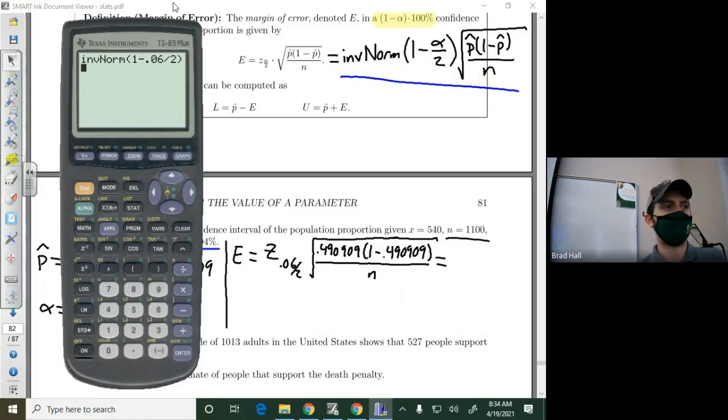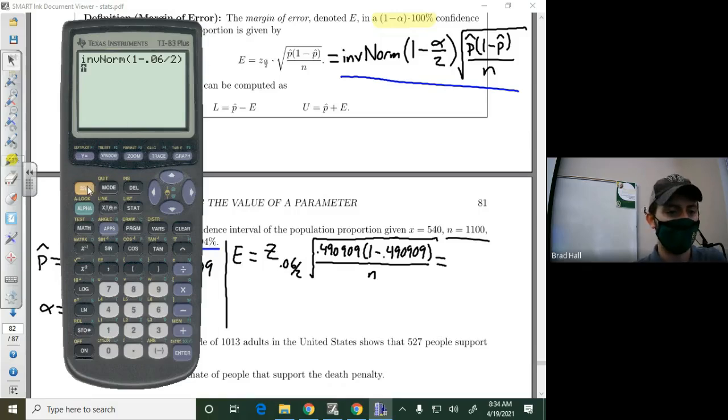Now, this would give us the z-score. The z-score for having an area to the right, that is 0.06 divided by 2. So that's what this notation means to the right. But since our calculator is programmed to find to the left, that's why we're subtracting from 1. In summary, as long as you follow my little calculator formula here, you should be fine.